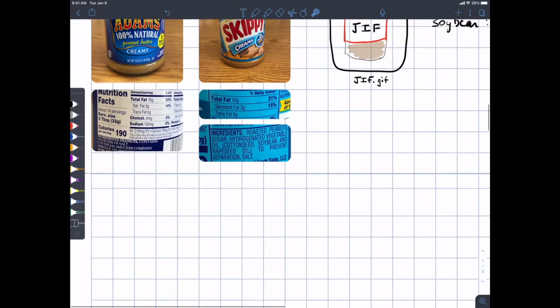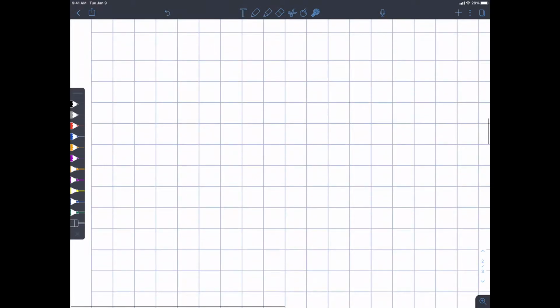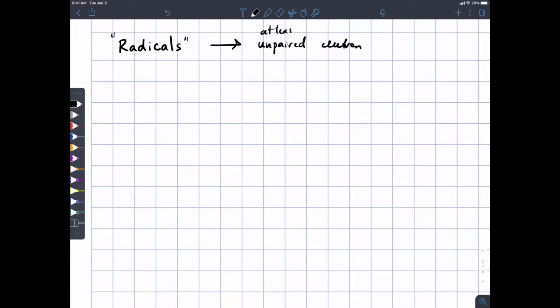Okay, well, let's talk about radical chemistry. Everything we've done so far has been two-electron chemistry: lone pairs on a heteroatom or two electrons in a pi bond acting as nucleophiles. However, there's a whole other class of reactive intermediates that we haven't talked about so far, and they are radicals. These are things with at least one unpaired electron.